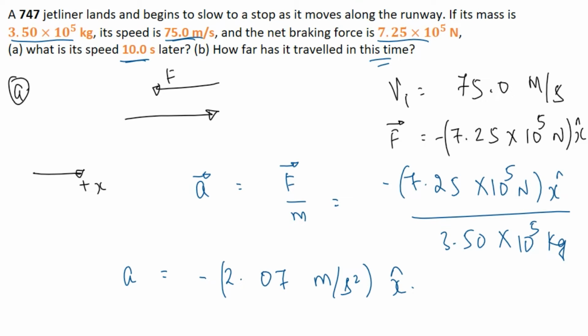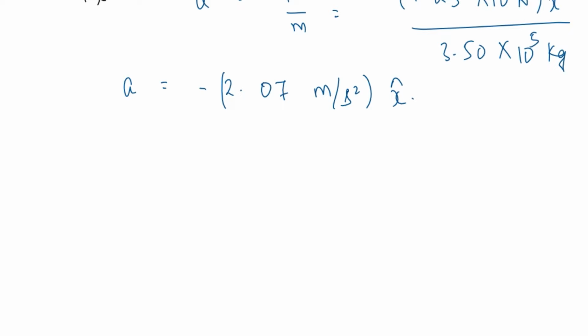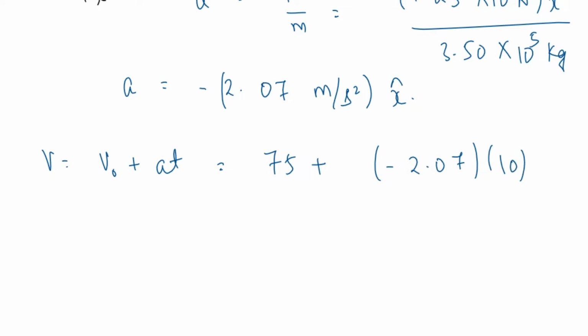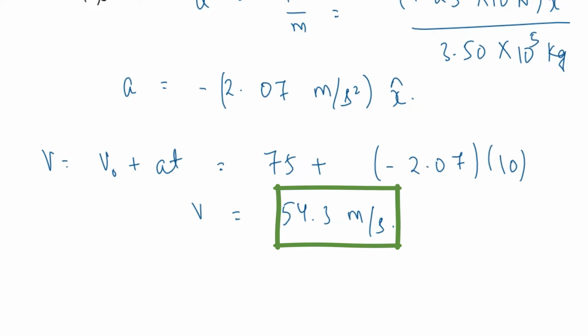Now we can easily calculate the velocity, or basically the speed, after 10 seconds. For that we can use the kinematic equations. So v equals v naught plus at. Now v equals v naught, the initial speed we have 75, acceleration we have negative 2.07, and time we take to be 10 seconds. So from here the speed comes out to be 54.3 meter per second. So this is the answer for the A part.